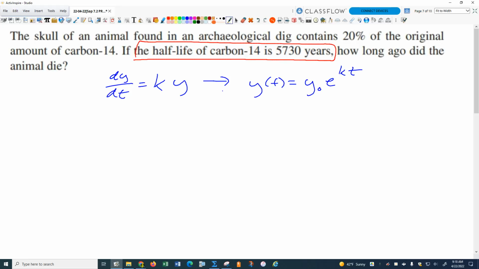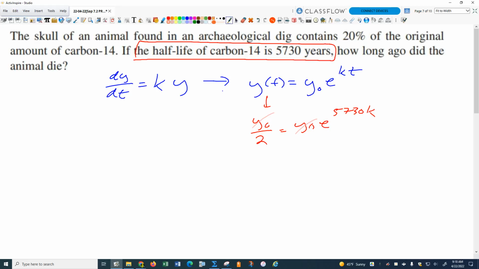So that tells me, in other words, I'm going to end up with half of my initial amount when t is 5730. Everybody agree? And look what I can do. I can cancel the y naughts. It's independent of the initial sample size. We just know that however much we had, half of it is left after 5730 years.